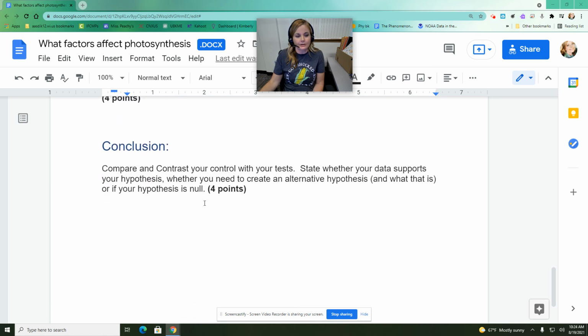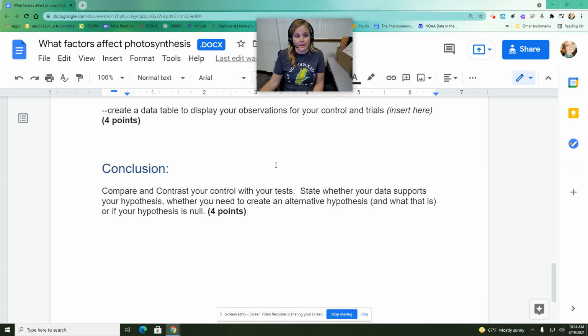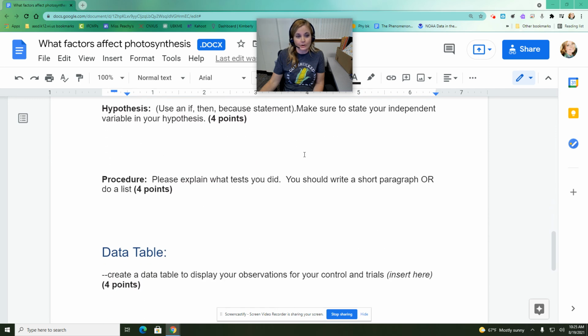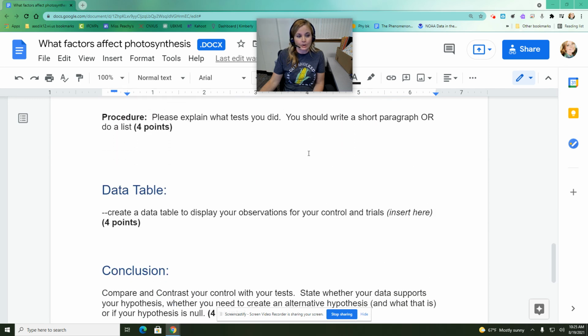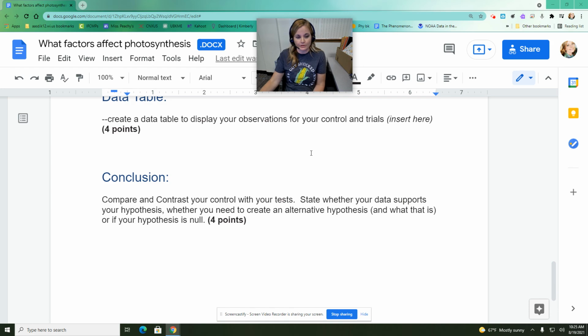And then finally, your conclusion. In your conclusion, you're going to compare and contrast the control, that's what we saw on the video, with your tests. So compare and contrast the control with the tests and state whether your data supports your hypothesis, whether you need to create an alternative hypothesis and then also create that alternative hypothesis, or if your hypothesis is null and why you think it's null, okay? So there are 4 parts to what you need to turn in to me. That's your hypothesis, your procedure, your data table, and your conclusion.